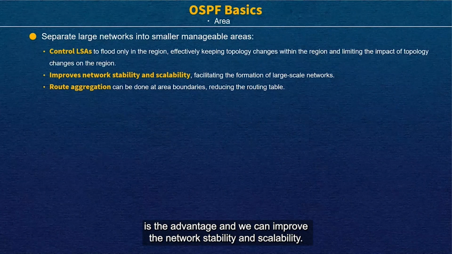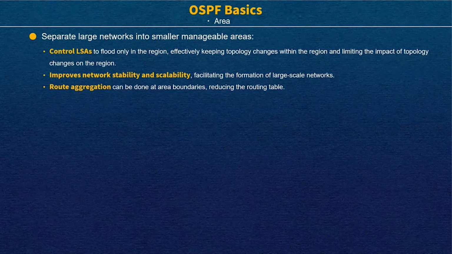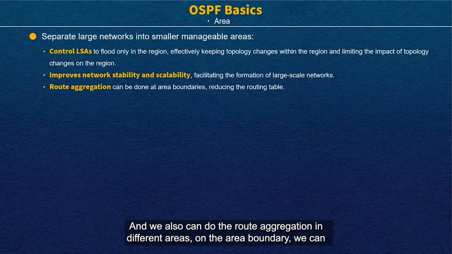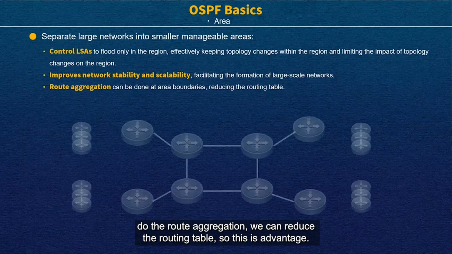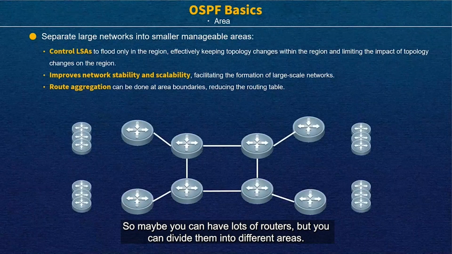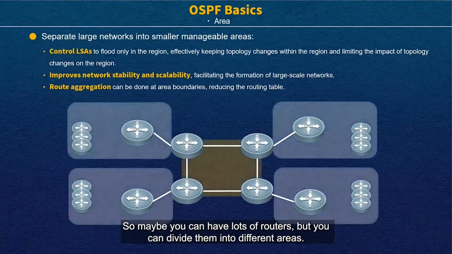And we can improve the network stability and scalability. And we also can do route aggregation between different areas. On the area boundary, we can do the route aggregation. We can reduce the routing table. So this is an advantage. So maybe you have lots of routers, but you can divide them into different areas.